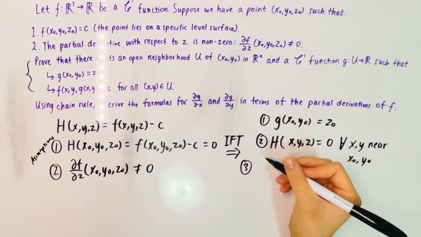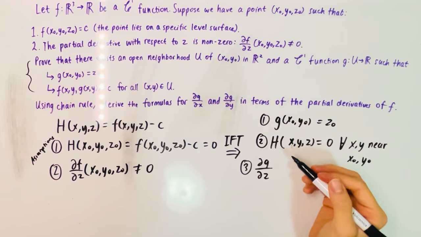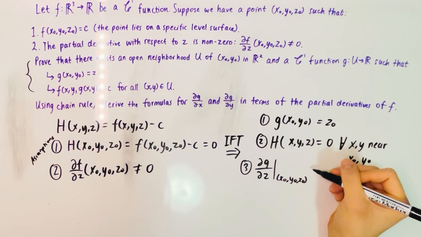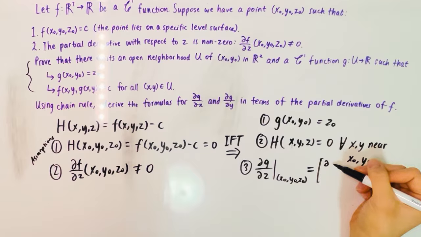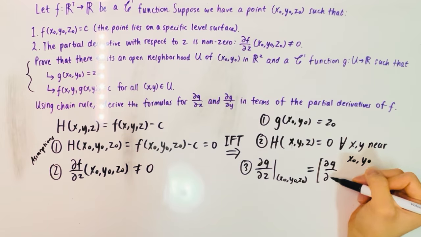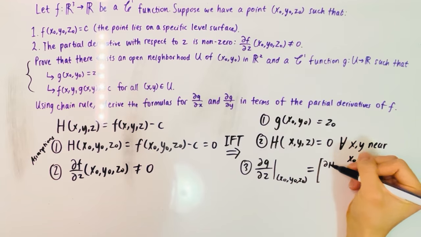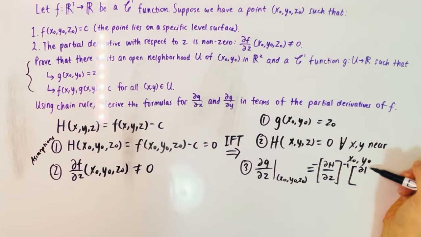We have that dg dz, this is what we're solving for, at x0, y0, z0 is equal to the negative of dh dz, inverted, times dh, and then these are the variables that we're solving z in terms of. So it's going to be dh dx and dh dy.